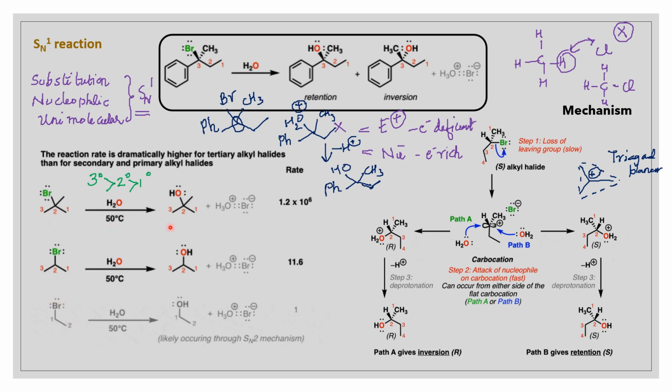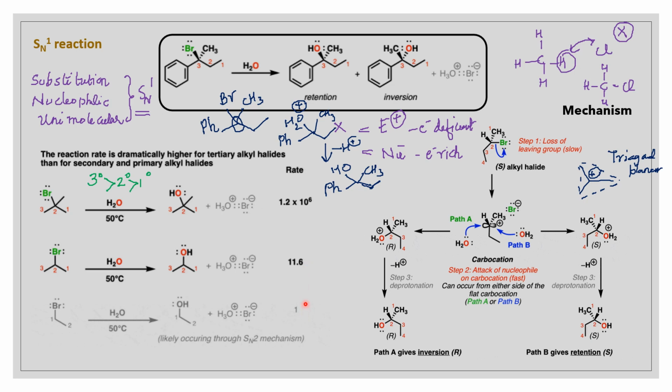Now, when you look at the rate of the reaction, when there is a substrate which is a potential tertiary carbocation, the rate is very much high. That is, it is about 1.2 into 10 raised to 6. But when it comes to the secondary and primary, the rate goes on decreasing.